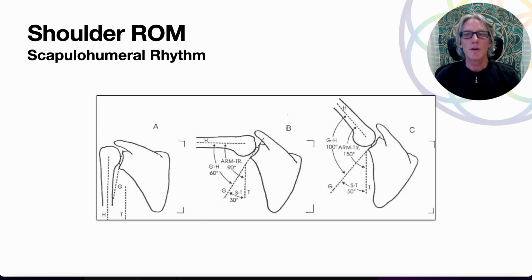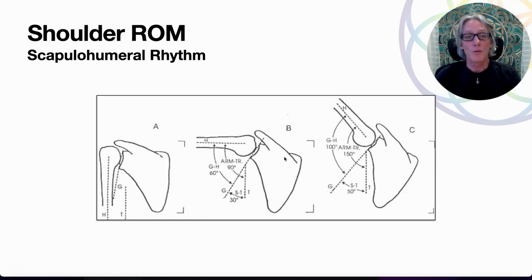So here's a diagram of scapulohumeral rhythm. This is very important. You can check this out on yourself and on your students. It's very important because this is the source of a lot of shoulder dysfunction, although it's not recognized as such. The scapulohumeral rhythm describes, as the arm goes into abduction, how much rotation the scapula needs to have in order for that arm to abduct fully and to go through full range of motion.